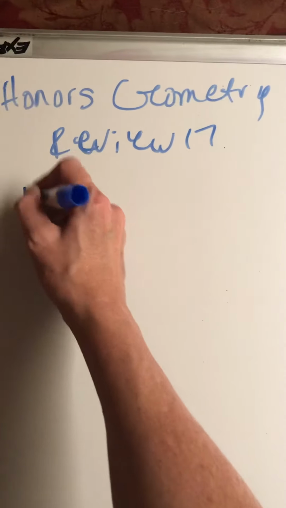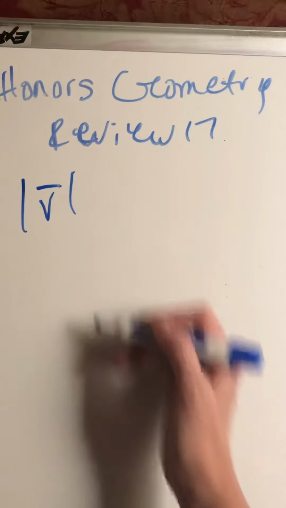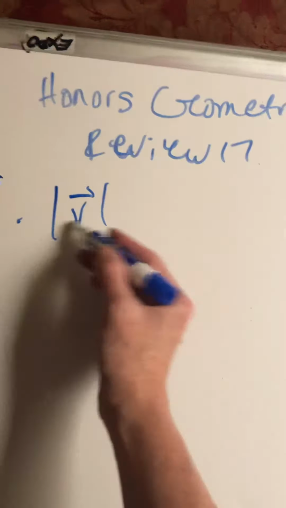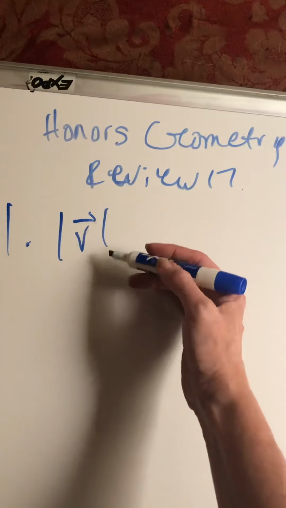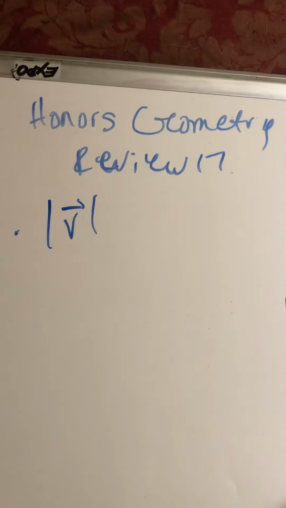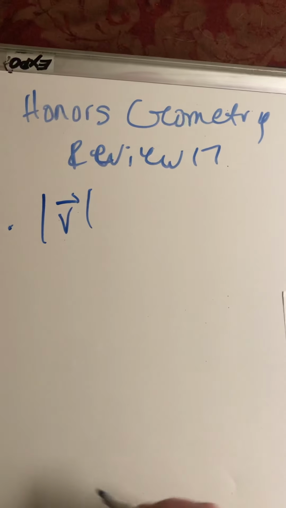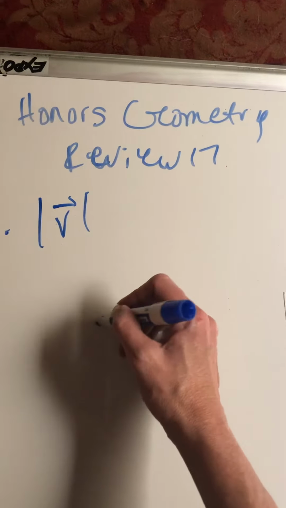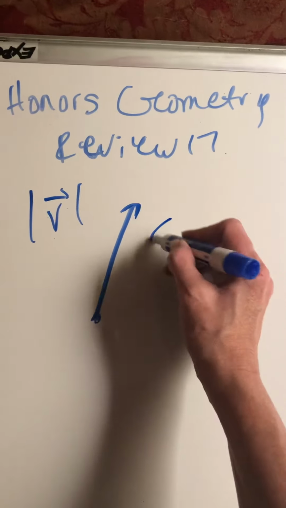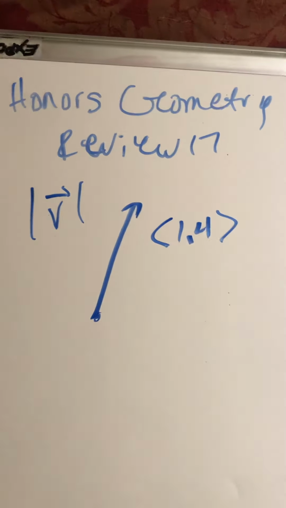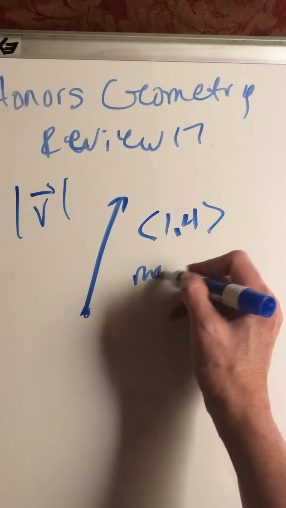Number one asks you to find the magnitude of the vector. Those brackets look like absolute value, but it's the magnitude of the vector. First, you have to find the component form of the vector. If you look at the vector, it's actually right 1, up 4. So the component form is 1 comma 4, but that's not where you stop. You've got to find the magnitude.